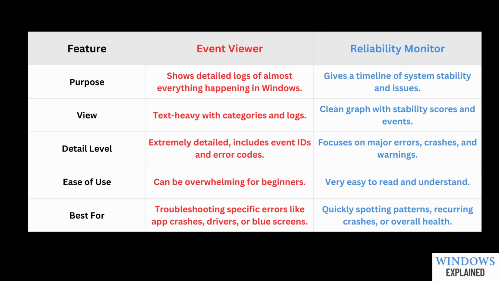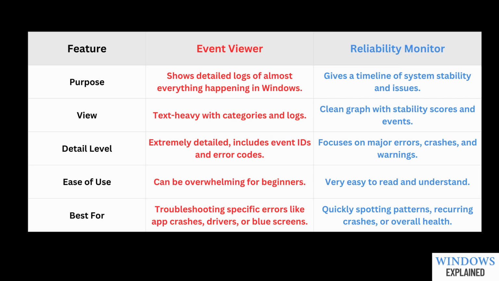So which one is better? Well, they serve different purposes. Event Viewer is the microscope. It shows you every tiny detail about what happened. Reliability Monitor is more like a health report. It gives you the big picture of your system's stability. One is detailed and technical, the other is visual and beginner-friendly.